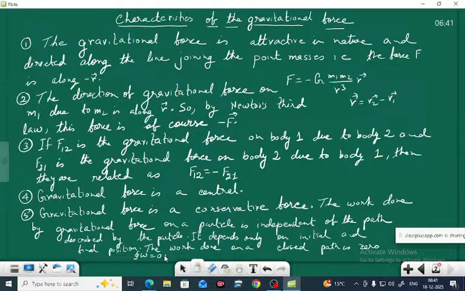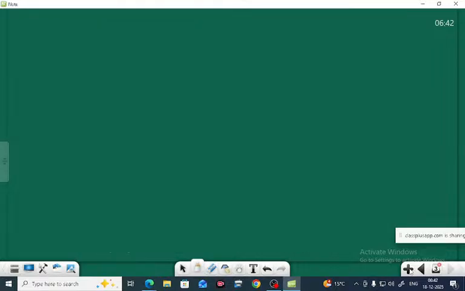Besides that, there are other factors also. Notice characteristic number 6. Number 6 is the universal law of gravitation.